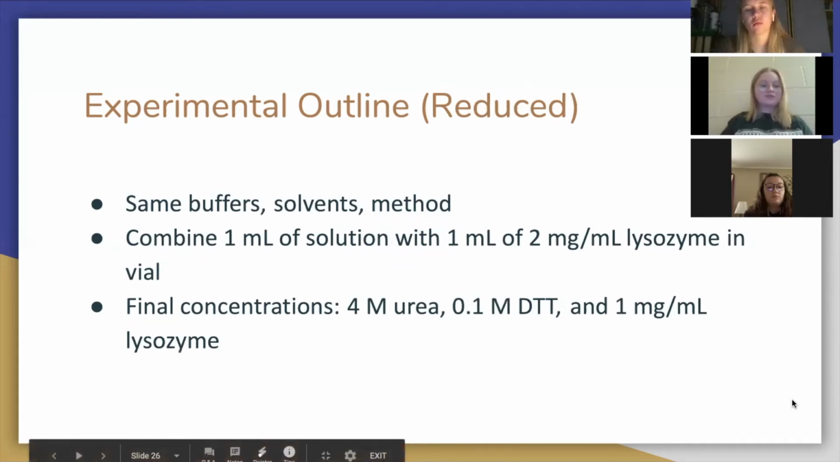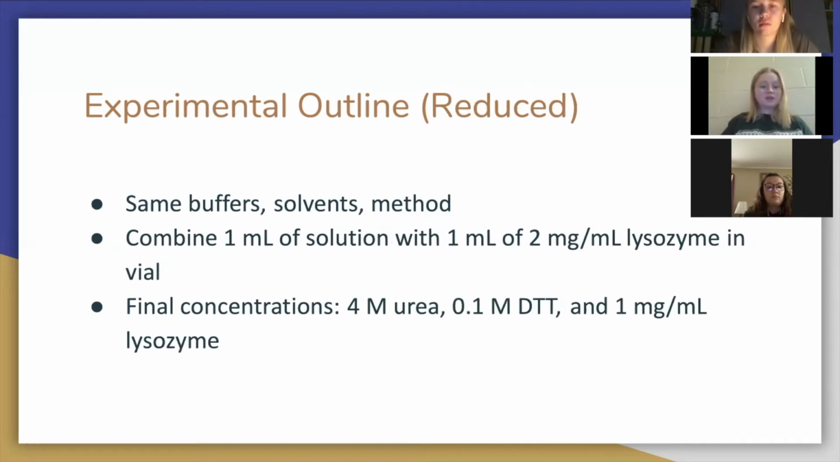Experimental outline for the reduced. It had the same buffers, solvents, and method. Combined with 1 milliliter of solution with 1 milliliter of 2 milligrams per milliliter lysozyme in the vial. The final concentration was 4 molar urea, 0.1 molar DTT, and 1 milligram per milliliter lysozyme.